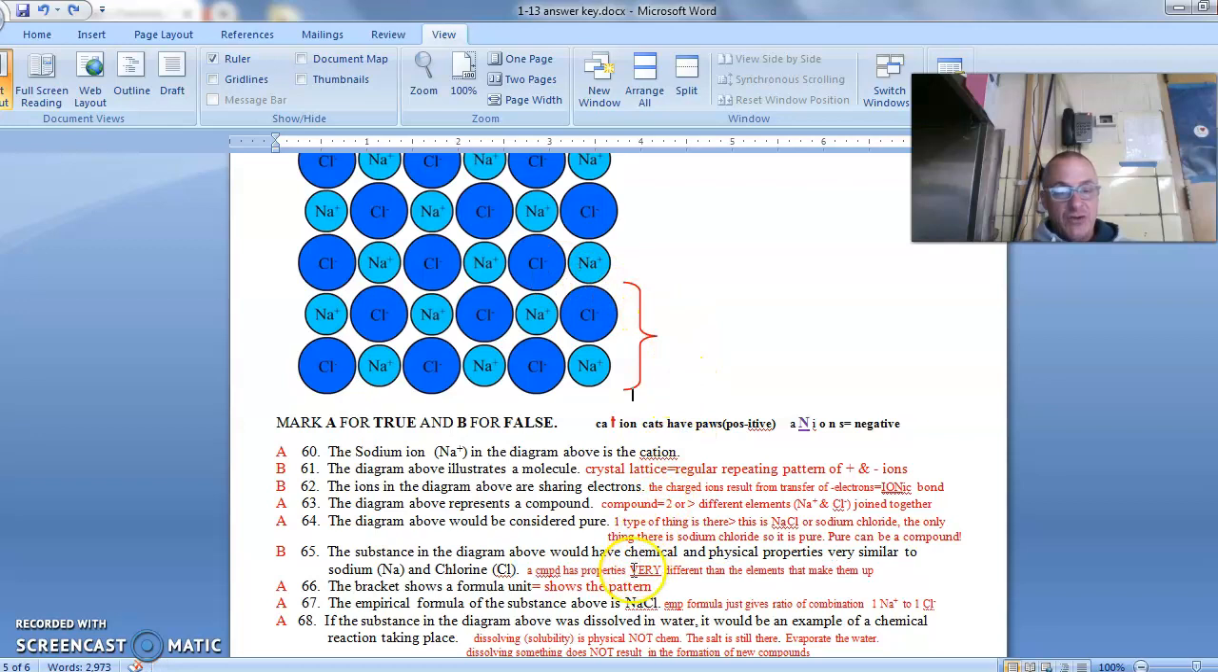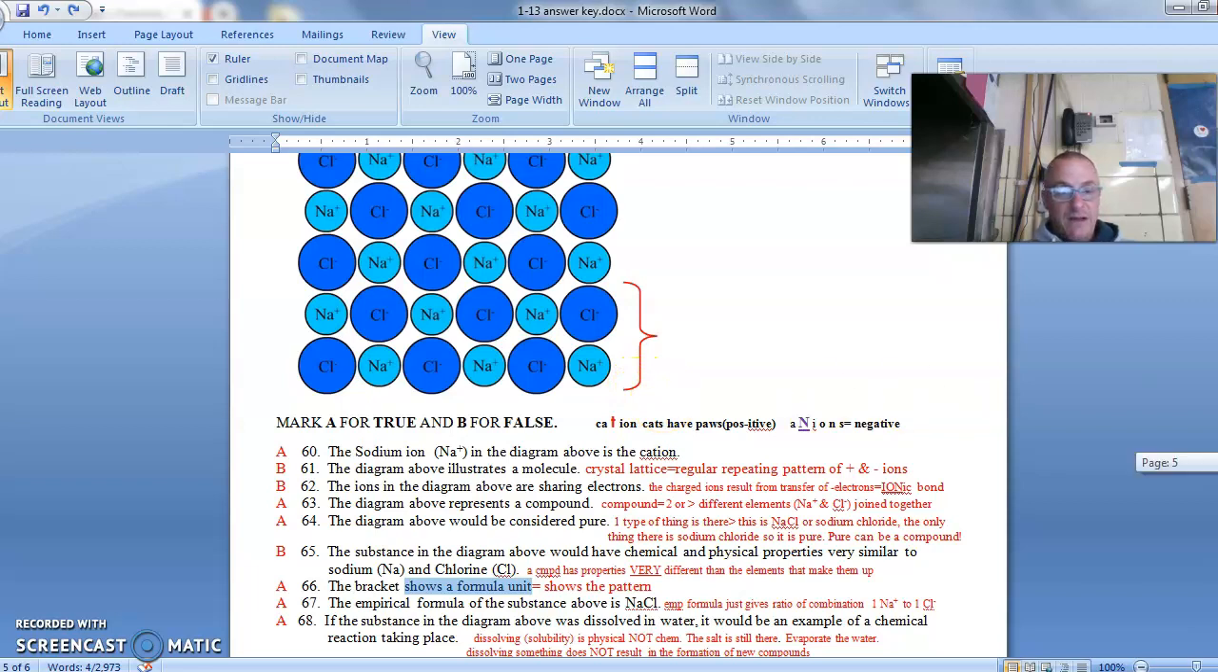The properties change dramatically. The bracket right here shows a formula unit for number 66. Yes, we've mentioned this before in a previous video, but a formula unit is what shows the pattern of the crystal. The pattern of the crystal is positive sodium, negative chloride, positive sodium, negative chloride. That is the pattern to this crystal. So this bracket is showing you the formula unit.